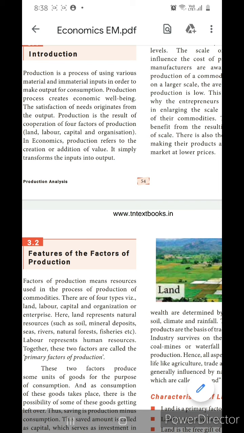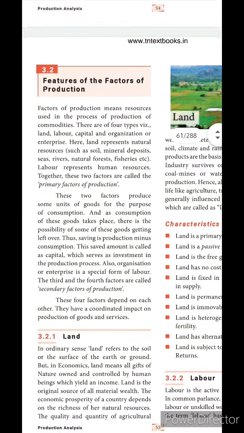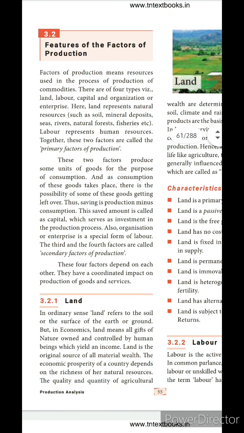In this, the first two, land and labor, are called primary factors of production, and capital and organization are called secondary factors of production. Okay, next we will move on to the features. Already I told the features are given as the primary factors and the secondary factors of production. Next we will move on to land. In the primary factors of production, they are taking land first.